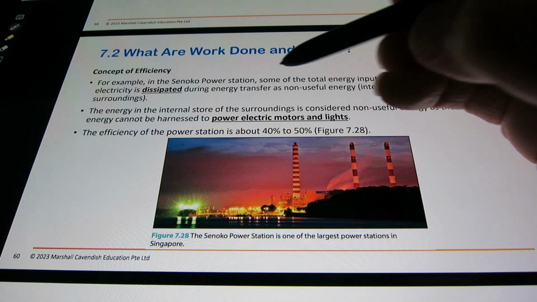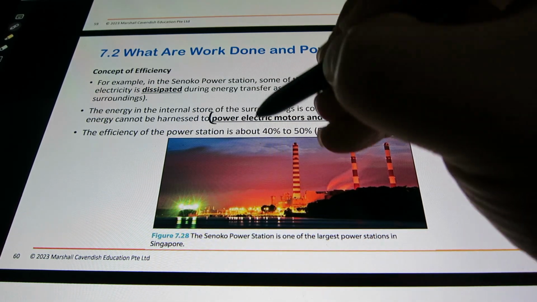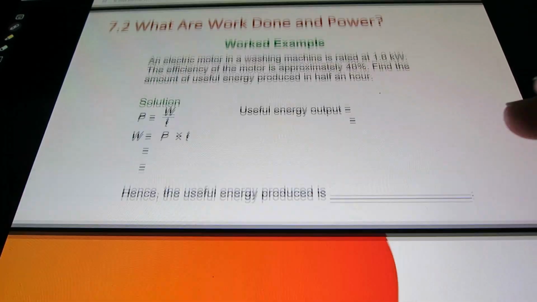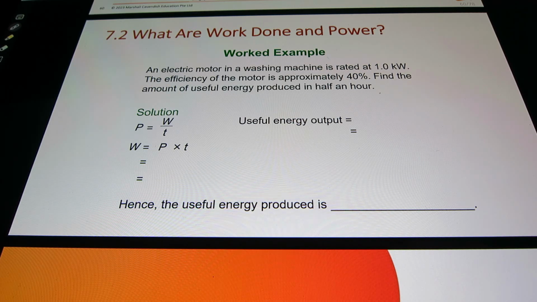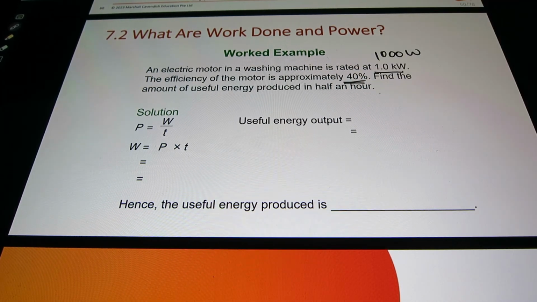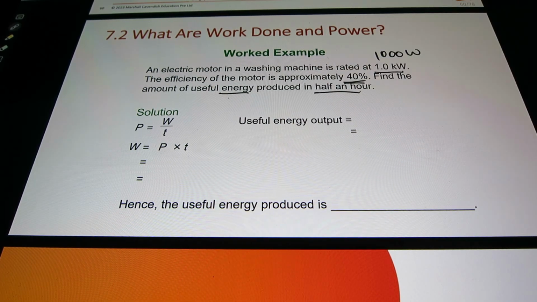So the amount of energy that can be used to power electric motors and lights is only about 40 to 50% efficiency. Right? So there's a question here, an example of efficiency. Please just do a quick calculation. Alright, so I have a motor rated at 1 kilowatt, which is just 1000 watts. It is a 40% efficient machine. They ask you to find the amount of useful energy in half an hour.